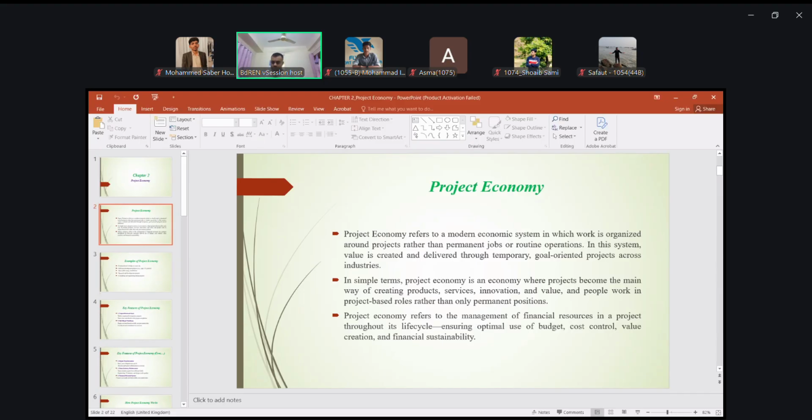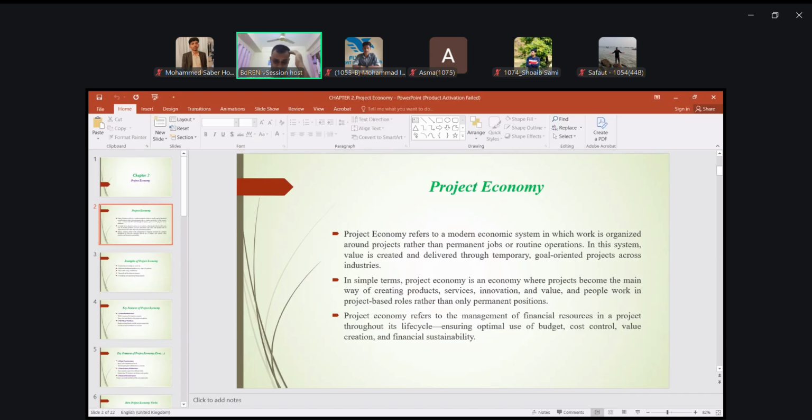So here you see that this is the main way to create products, services, innovate something and create some value. And accordingly, people work in project-based roles rather than only permanent positions. That means that people basically work in project-based roles. That means that their role is very much temporary, and once the project is over, their task is also over. That's why it is called that people work in project-based roles rather than only permanent positions.